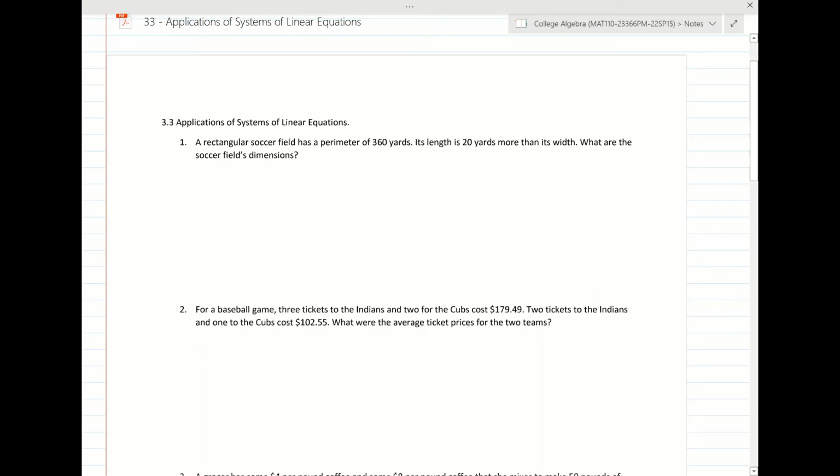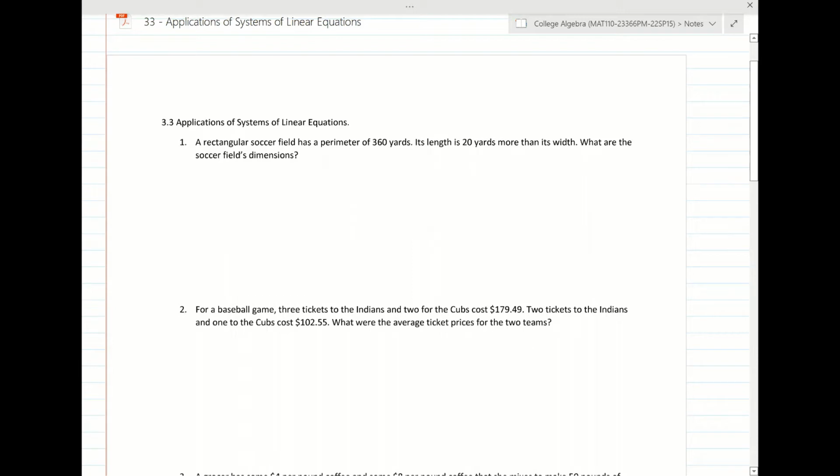Get started with section 3.3, applications of systems of linear equations. Let's take a look at the very first problem. It says a rectangular soccer field has a perimeter of 360 yards. Its length is 20 yards more than its width. What are the soccer field's dimensions?